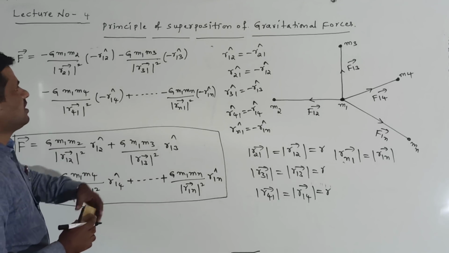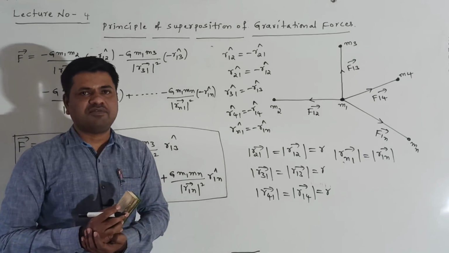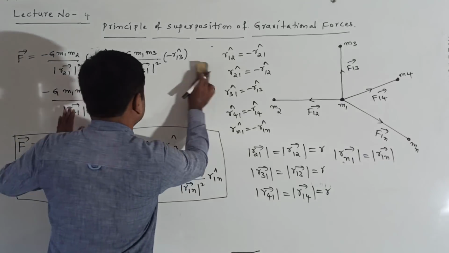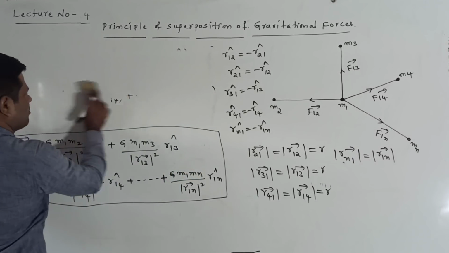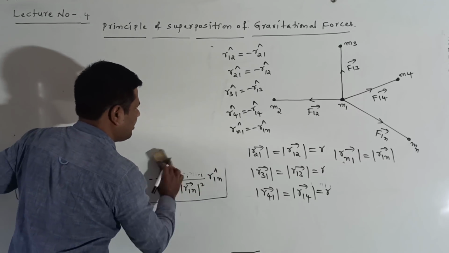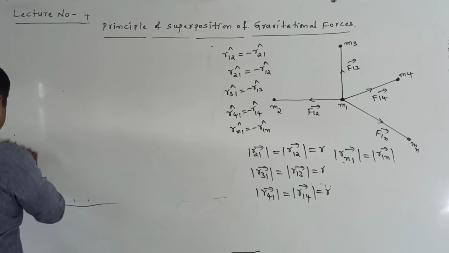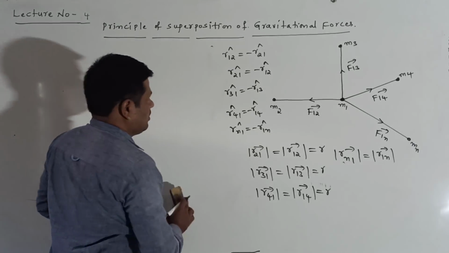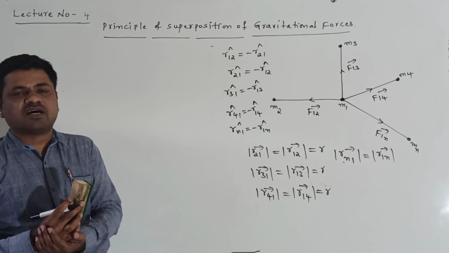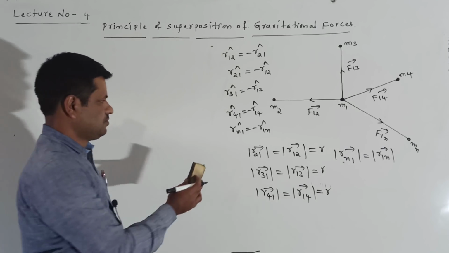This is called the principle of superposition of gravitational forces. The notation is very, very important here. Concentrate on how the notation is written. R12, R21, R31, R13: these notations are very, very important.